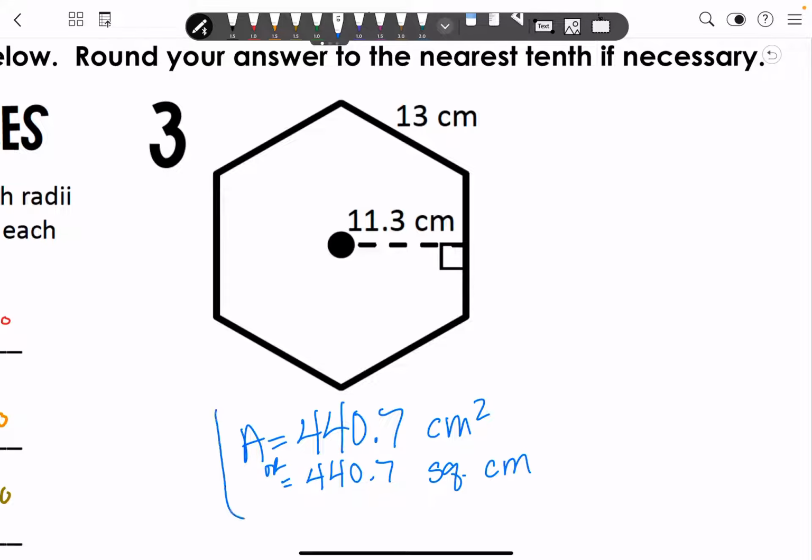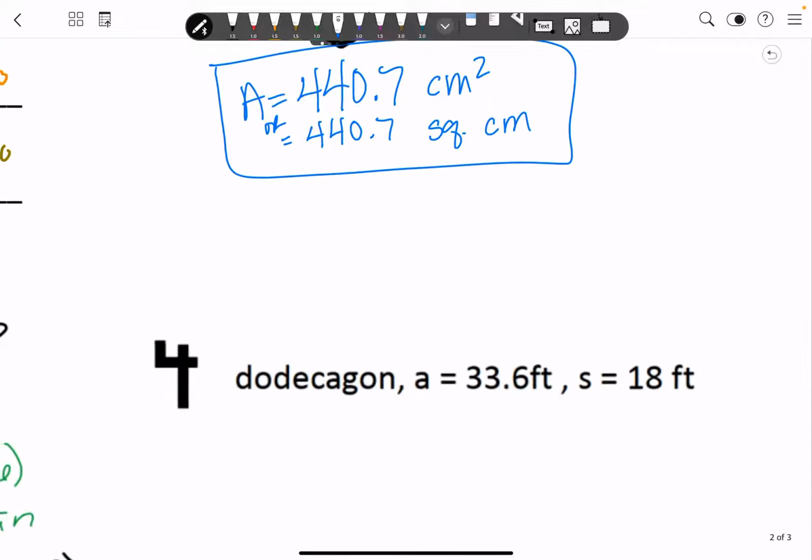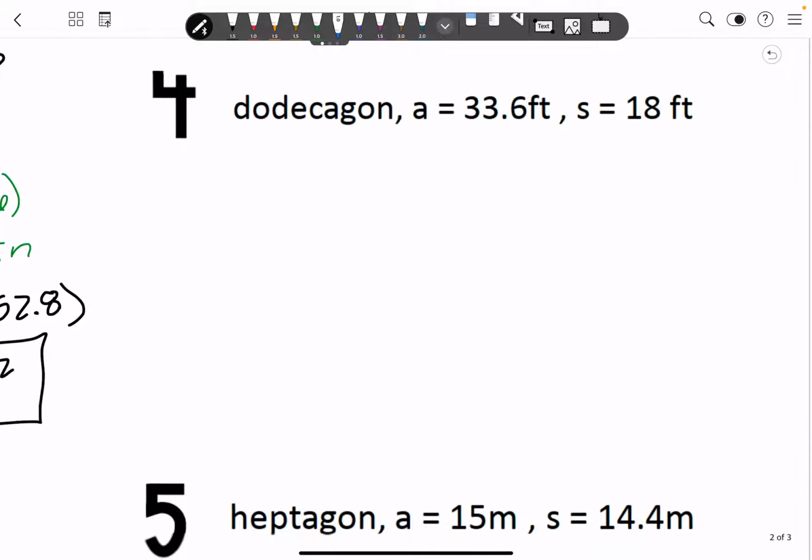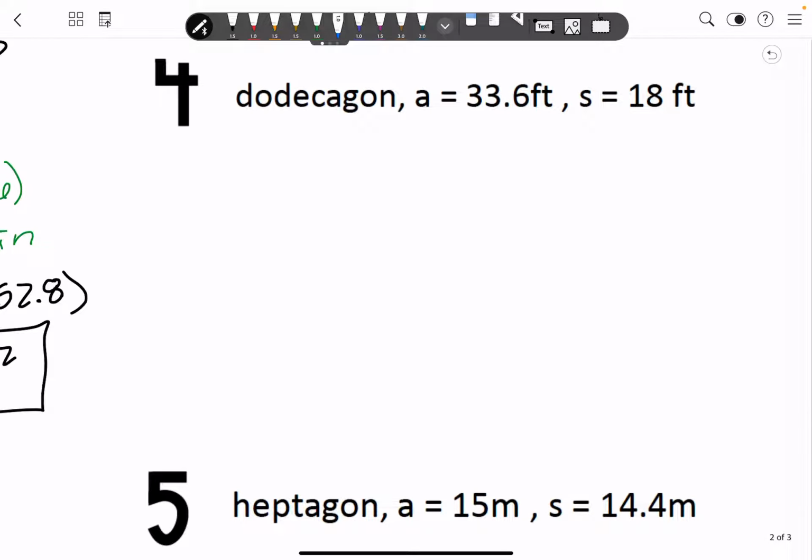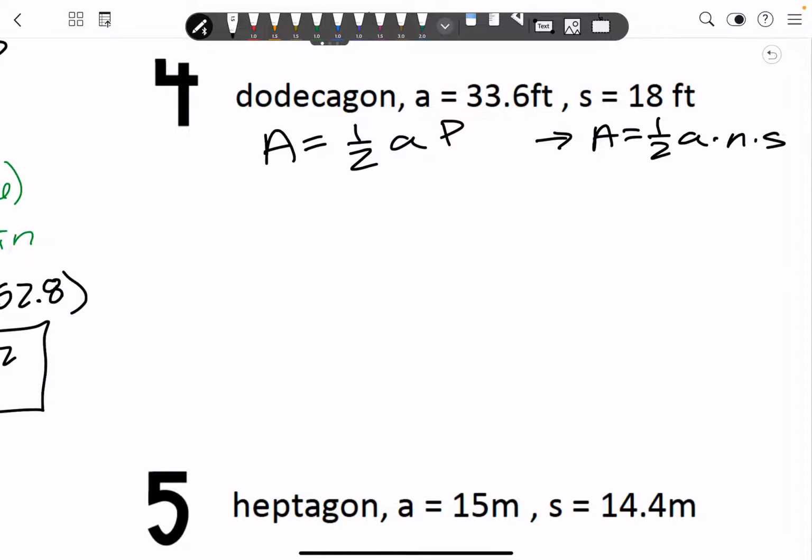All right. Now let's go ahead. We haven't been given a picture. We've just been given the description. So that's fine. We can still do it. And it's times like these that, I don't want to think about this formula. I think about it as A times N times S. It's the number of sides times the side length.